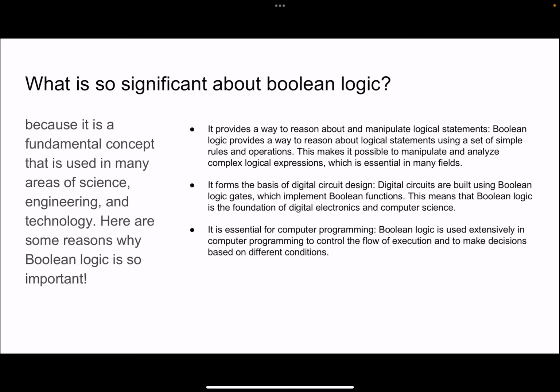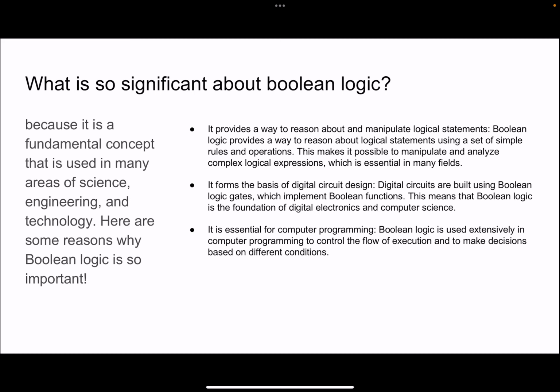What's so significant about Boolean logic? Because it is a fundamental concept that is used in many areas of science, engineering, and technology. Here are some reasons why Boolean logic is so important. It provides a way to reason about and manipulate logical statements. Boolean logic provides a way to reason about logical statements using a set of simple rules and operations. This makes it possible to manipulate and analyze complex logical expressions, which is essential in many fields.